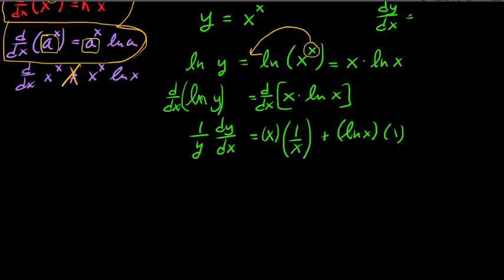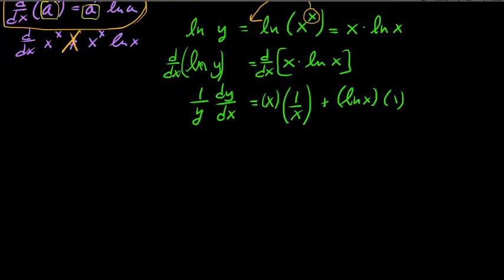Okay, all right. So where are we now? On the left side, we still have 1 over y times the derivative of y. And on the right side, we have, well, x over x is 1, plus 1 times log x is just log x.